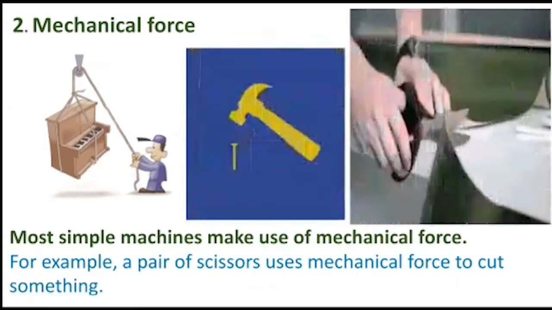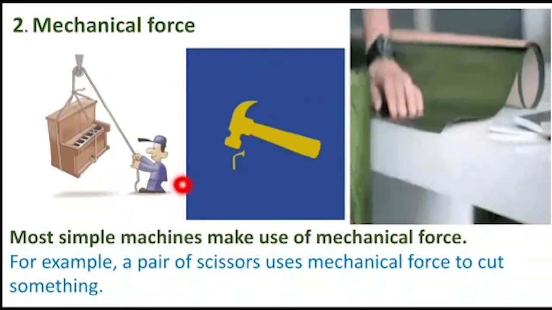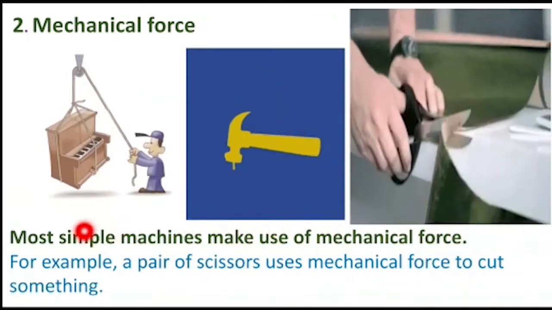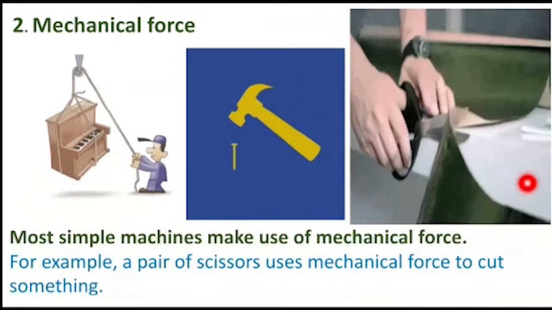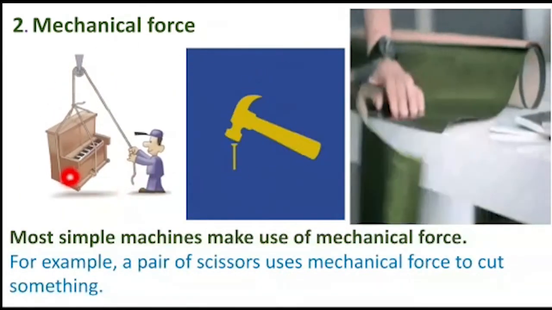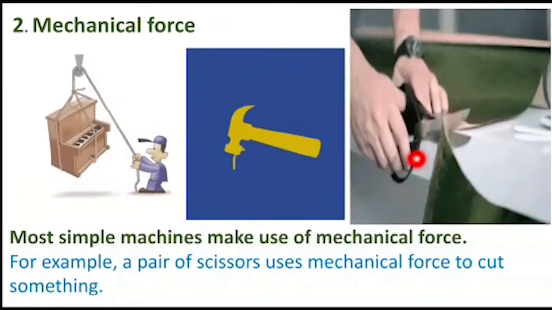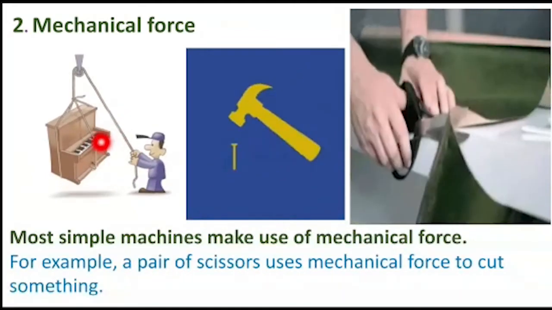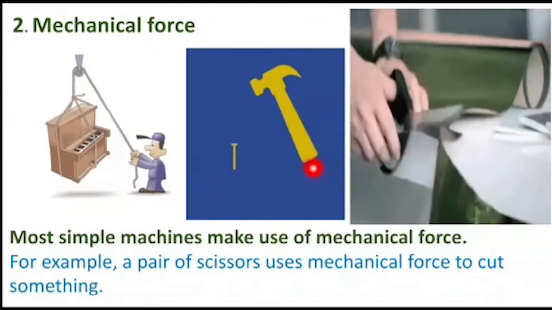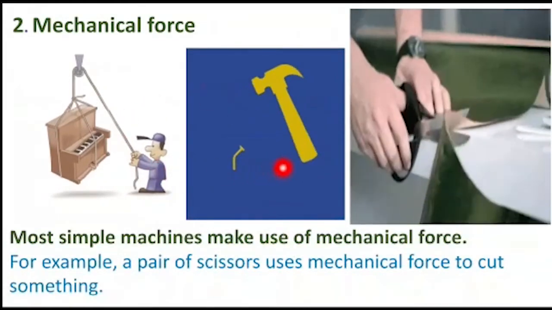Now, another example of contact force is mechanical force, right? Most simple machines make use of mechanical force. For example, a pair of scissors uses mechanical force to cut something. In every example you can see that the two objects are in contact with each other. So they are examples of mechanical force, and it is a type of contact force, right?